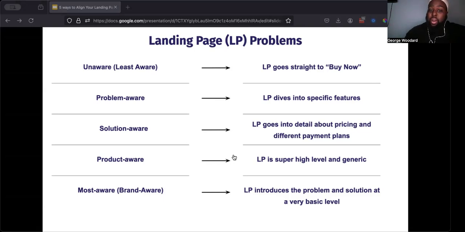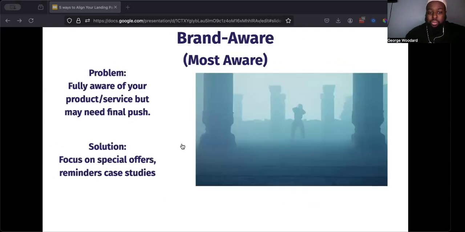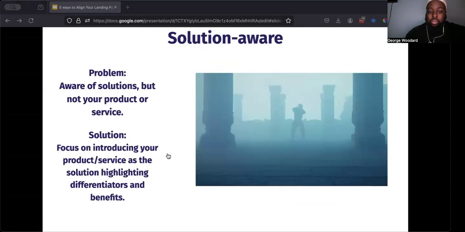But yes, if they're at the problem aware stage, diving into specific features will be very detrimental to your landing page conversions. Moving on to the solution aware stage, a problem that you can have here is going into detail about pricing and payment plans. Okay, so if you jump back to solution aware, they're aware of the solutions, but not your product and service.